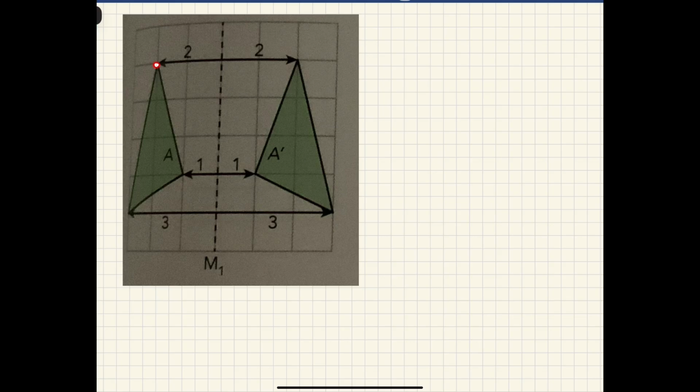Let's have a look at the second point. So 2 units from the mirror line. Similarly, 1, 2 units from the mirror line. The third point, 1, 2, 3 units from the mirror line. This is the respective or the corresponding image point. So let's calculate the distance of this point to the mirror line. 1, 2, 3. So this is 3 units and this is 3 units.